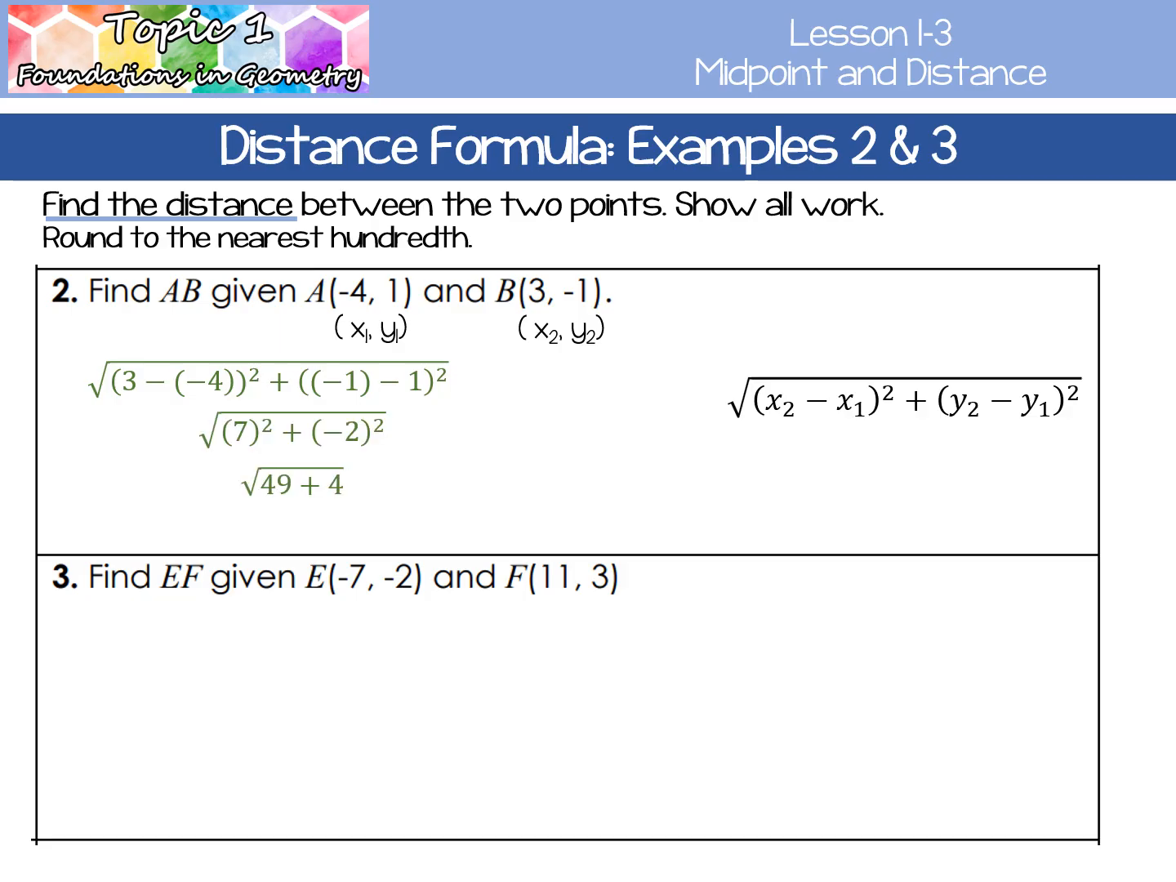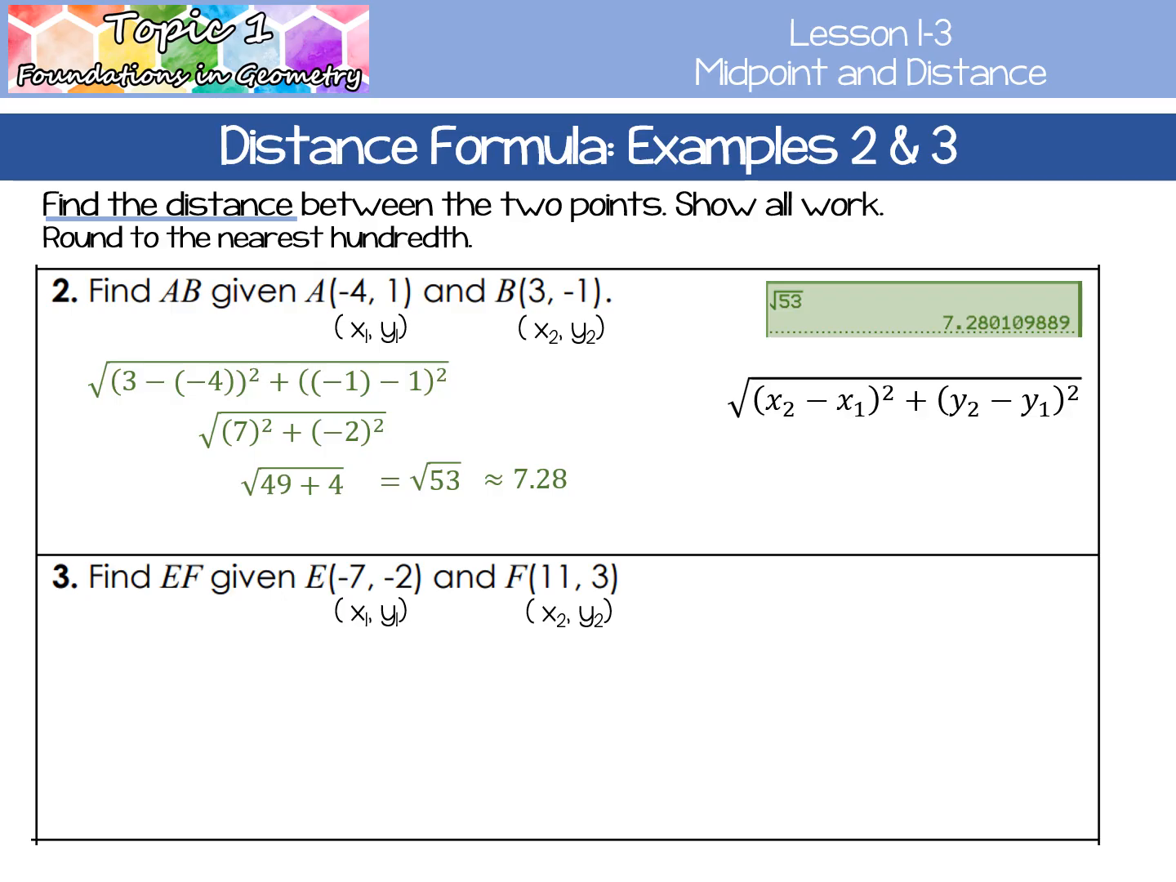I simplified, and kept simplifying. It's the square root of 53. Put it in the graphing calculator, or you could go straight to Desmos and it'll go a lot faster. And it's 7.28.